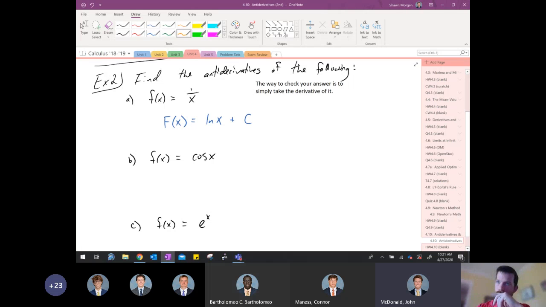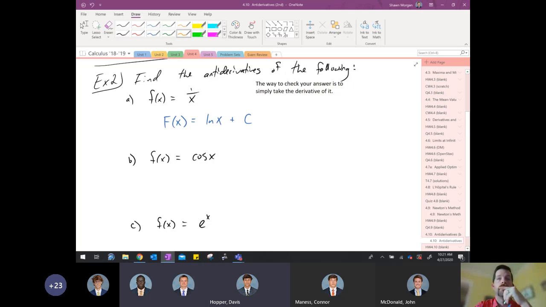Coach. Can you think of a function whose derivative is cosine? What's that? Can you think of a function whose derivative is cosine? Oh, sine. Very good. Okay, and what should I put at the end of it? X.